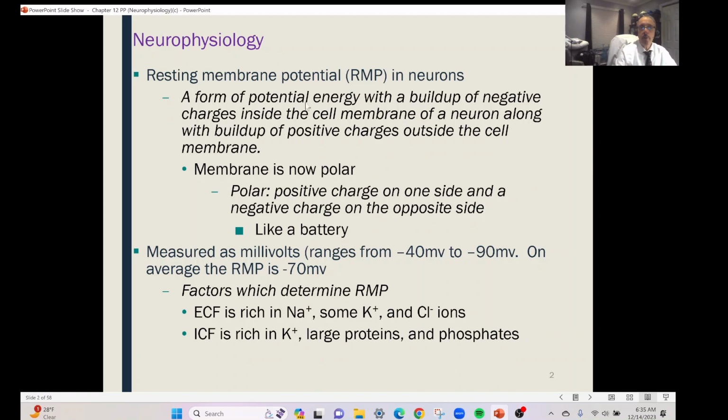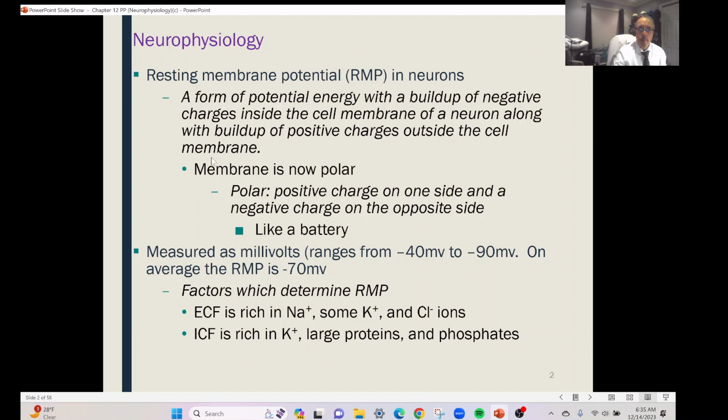I usually abbreviate this as RMP, right? Resting membrane potential. And again, this is what a neuron is doing when it's not firing. While it's resting, it's not doing anything. So this is a form of potential energy. And if you remember from previous lessons, potential energy is stored energy. And what we're going to see is a buildup of negative charges inside the cell membrane, and then a buildup of positive charges outside the cell membrane.